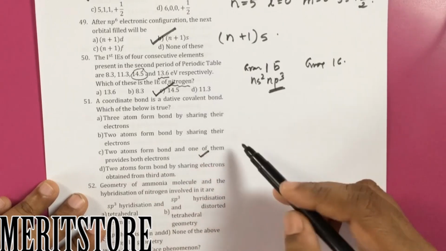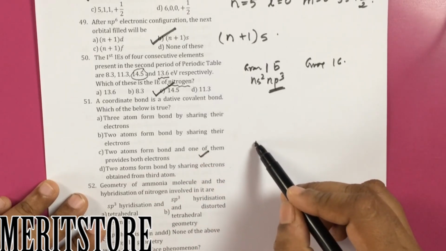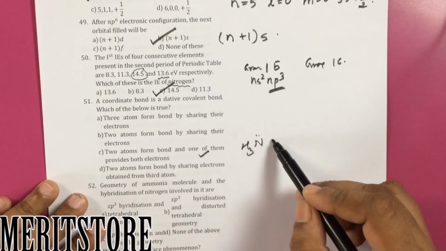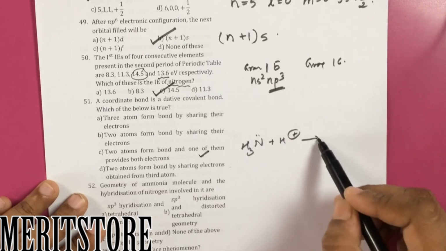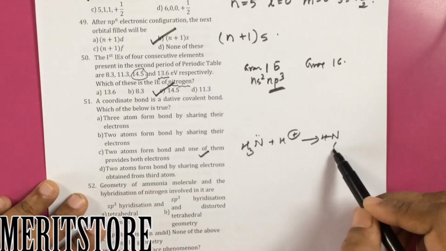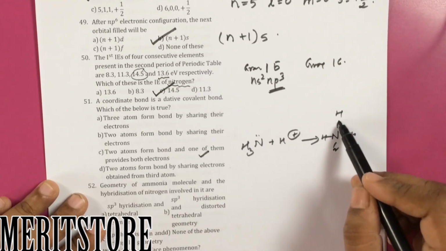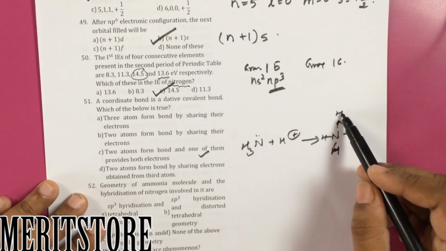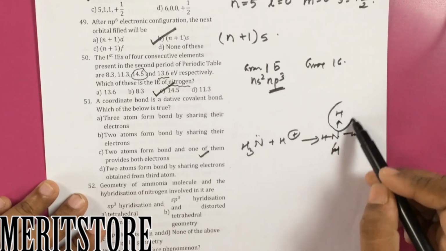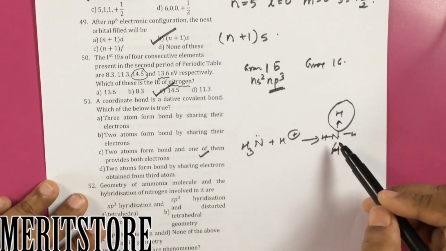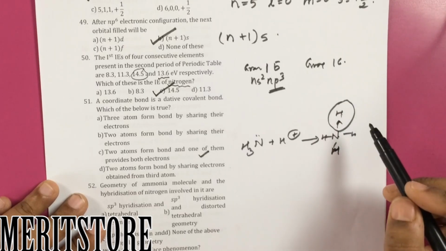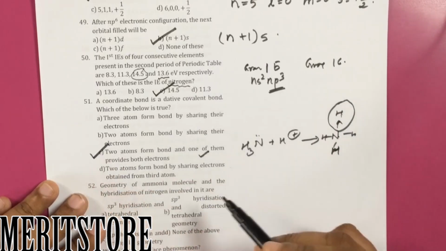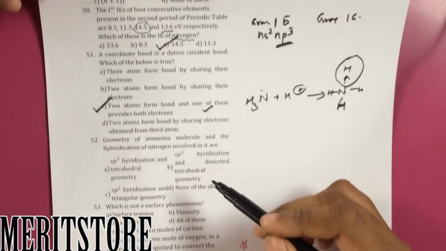This is absolutely right, because when I talk about the dative bond, for example, ammonia is forming a bond with H+. Over here, nitrogen shares both its electrons with the hydrogen ion. So both the electrons are given by the nitrogen to the hydrogen. So this is the dative bond where the sharing takes place but the donation is by one of the atoms only. Therefore, option C.